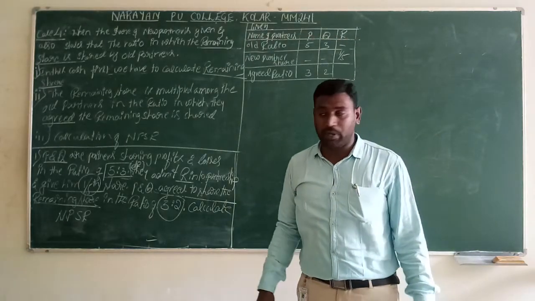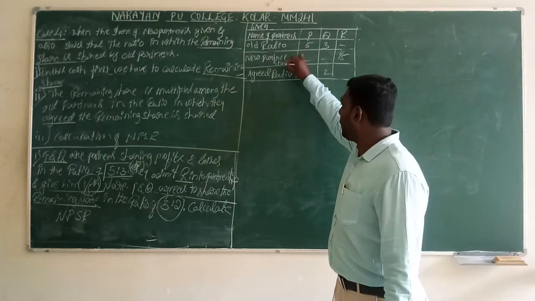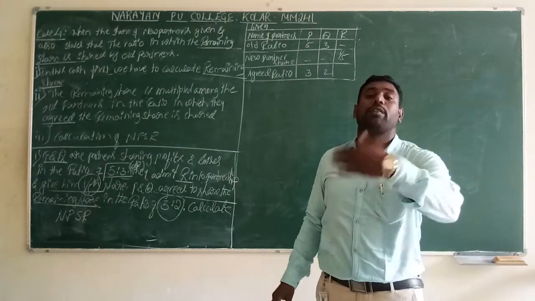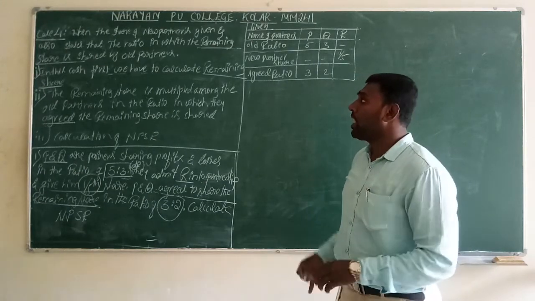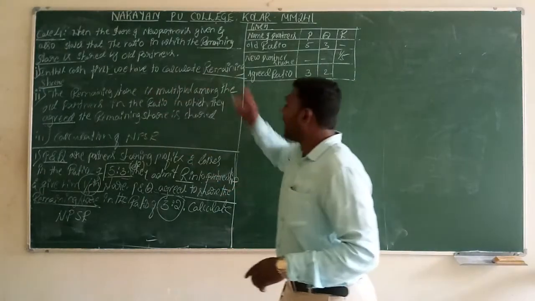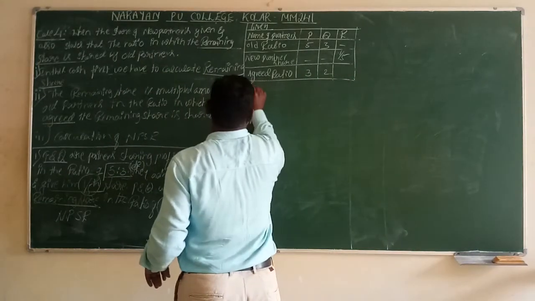According to case number 4, we should ignore the old ratio. We have to consider the new partner share and the agreed ratio. You have to calculate the new profit sharing ratio. So in this case, first we have to calculate the remaining share. That belongs to step number 1.